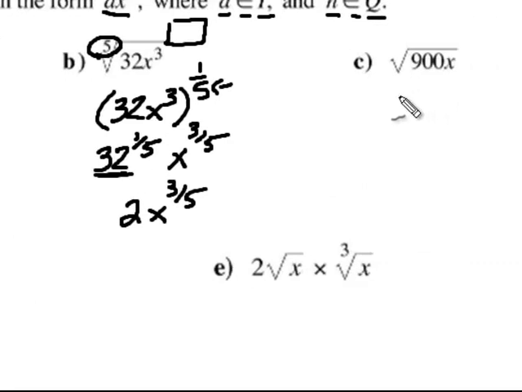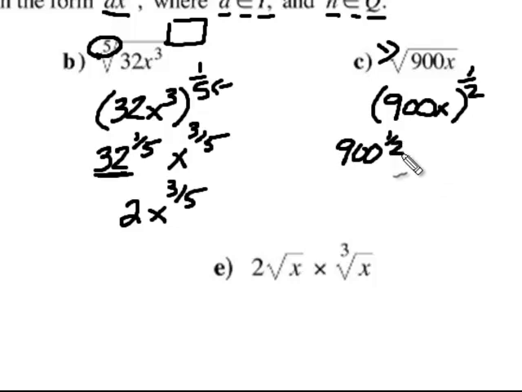Okay, so for part C, if there's no number written outside of the radical sign, what they mean is an exponent of 1/2. So a square root symbol and a 1/2 exponent mean the same thing. Now this would allow me to separate the 900 to the 1/2 as well as x to the 1/2. So I can take the square root of 900 to be 30, and I'll leave the x with the 1/2 since I can't solve that.